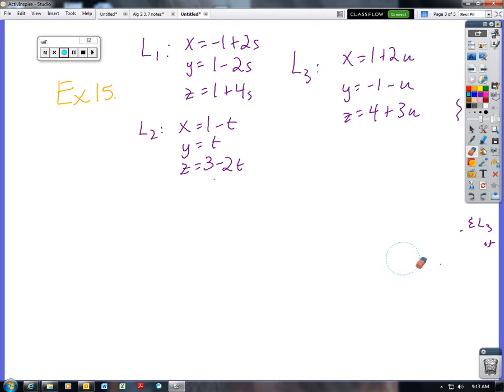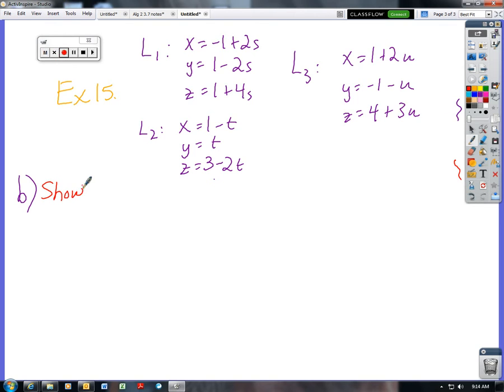So if they're skew, they're non-coplanar. That means they're not parallel, and they don't intersect. Sorry about that. Letter B, let's go to a new color to make it interesting. We'll do red.